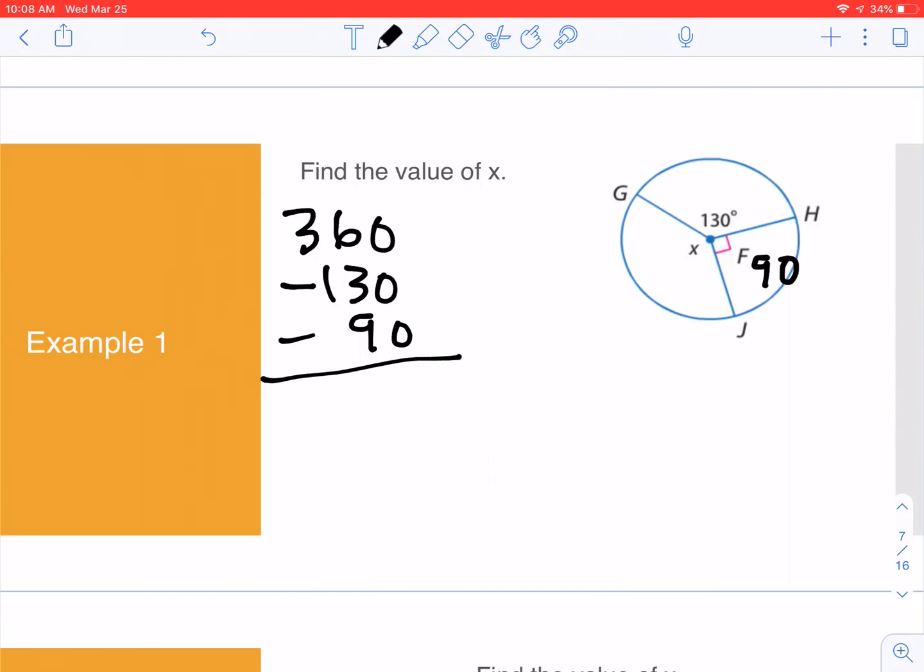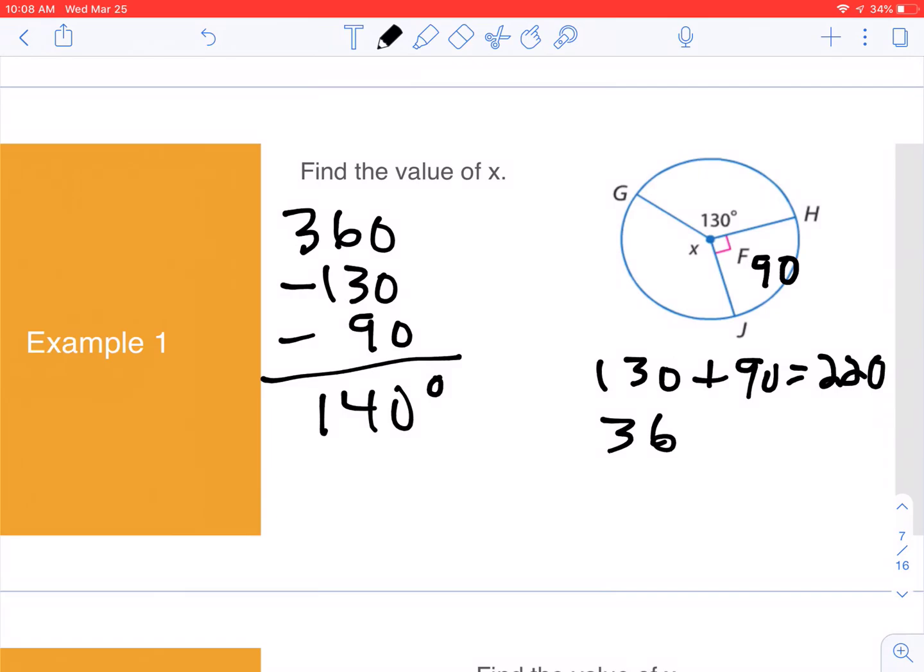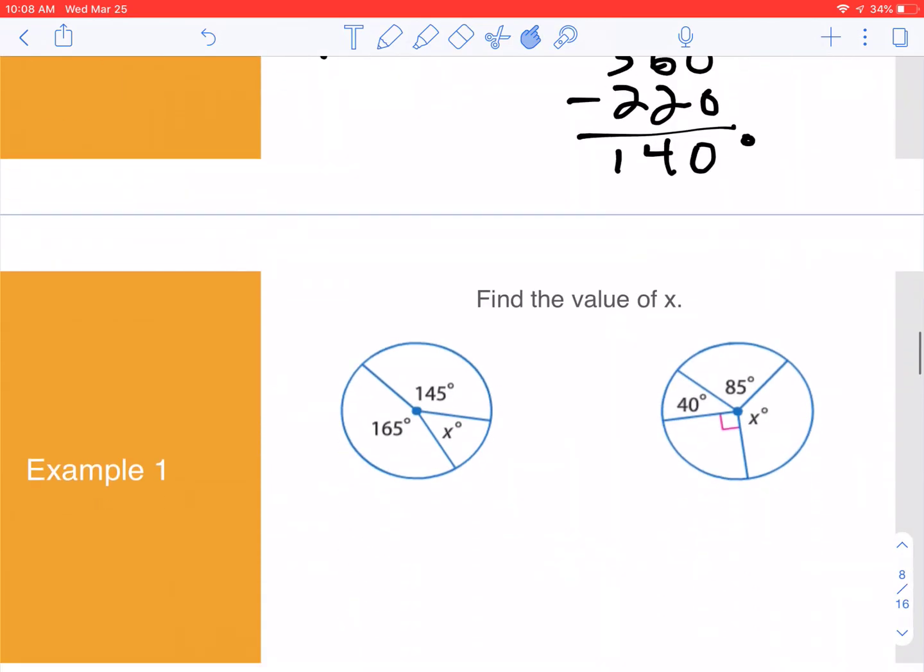Okay, if we subtract all those, you type them into your calculator, however you want to do it, you're going to get 140 degrees. Okay, you can also do 130 plus 90 equals 220, and then you can do 360 minus 220 equals 140 degrees. So just like triangles, we're going to subtract in some way from 360 and find our answer. Okay, let's try a couple more.